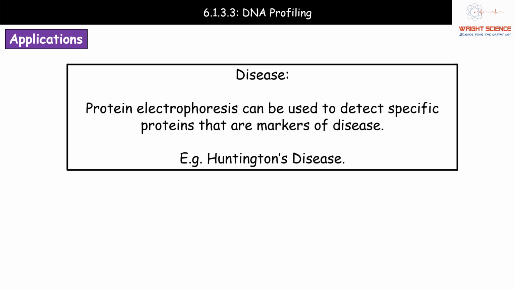And then we've also got a disease side. Now, in terms of diseases, we can use something called protein electrophoresis, which is all about detecting specific proteins which are markers of a disease. And a good example here is Huntington's disease, caused by the Huntingtin protein. So what we can do is detect that protein, and then we'd be able to identify someone as having Huntington's disease.